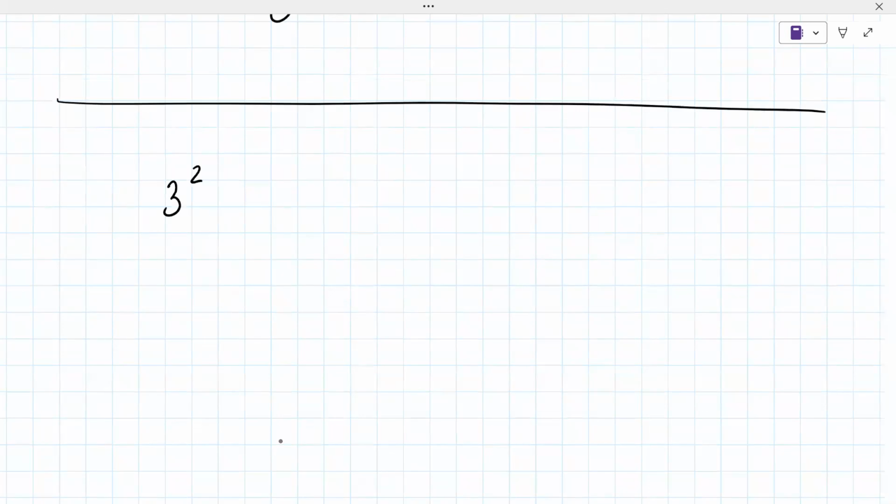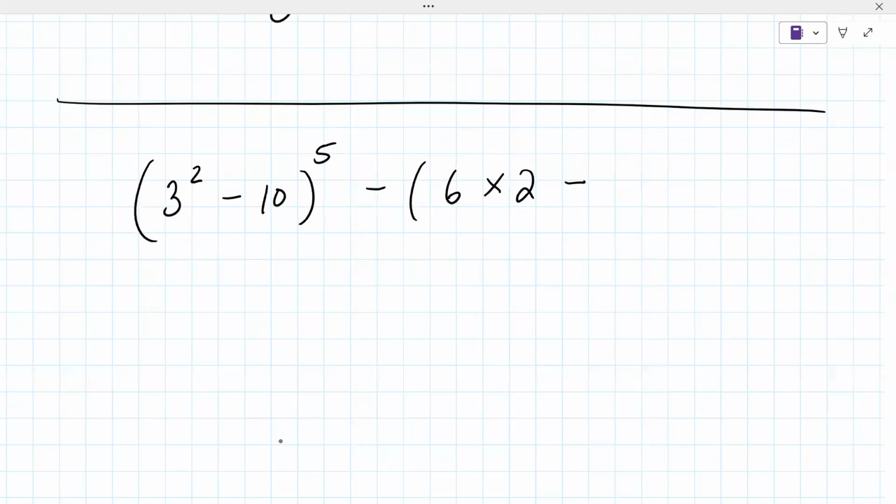3 squared minus 10 to the power of 5 minus 6 times 2 divided by 4 divided by negative 3 to the power of 8. Okay, so let's tackle the one on the left first. Ignore the exponent. Tell me what 3 squared minus 10 is. Not 3 minus 10. 3 squared.